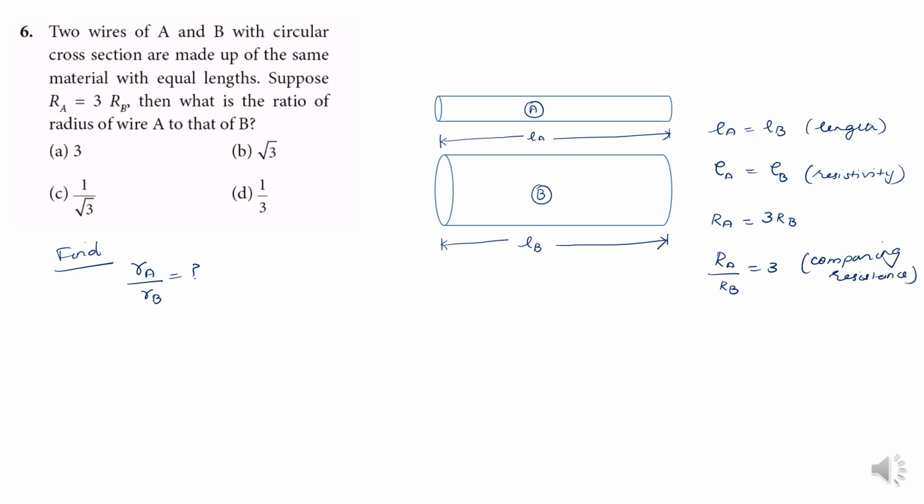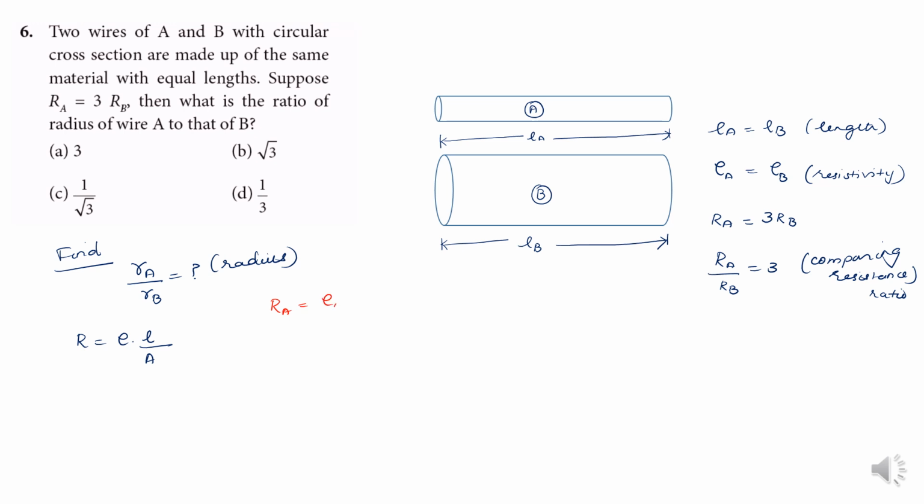This is resistance ratio. You are asked to find the radius ratio. So we start with the equation that relates resistance, resistivity, length and area. What is that? R is equal to rho L by A. We know that resistance is directly proportional to L and inversely proportional to A, and the proportionality constant is rho, which is resistivity.